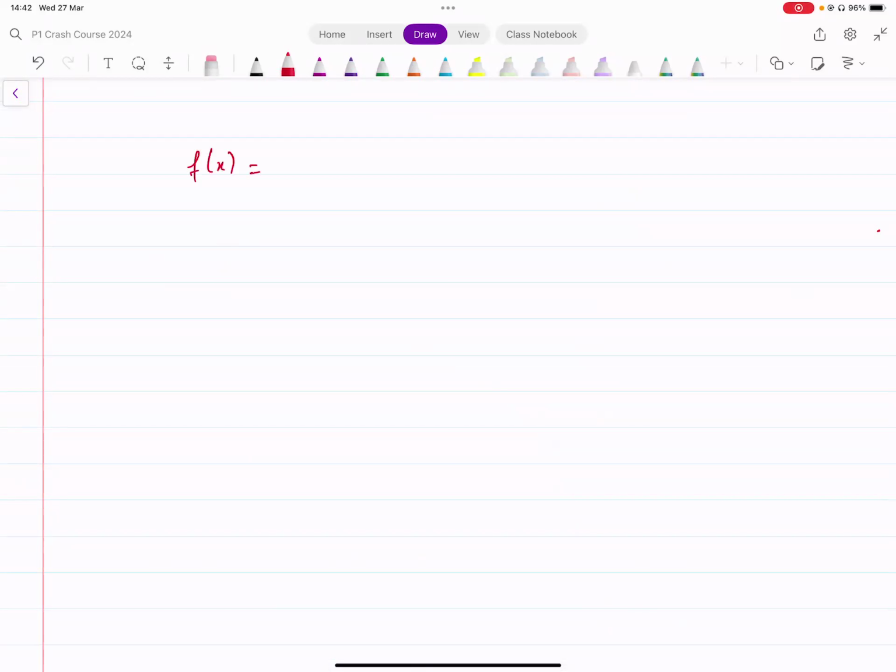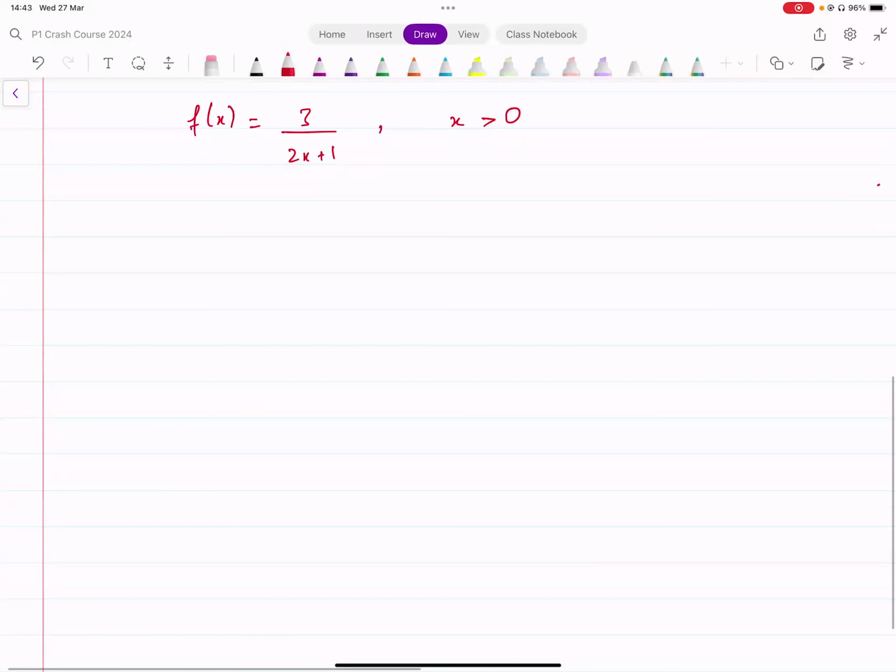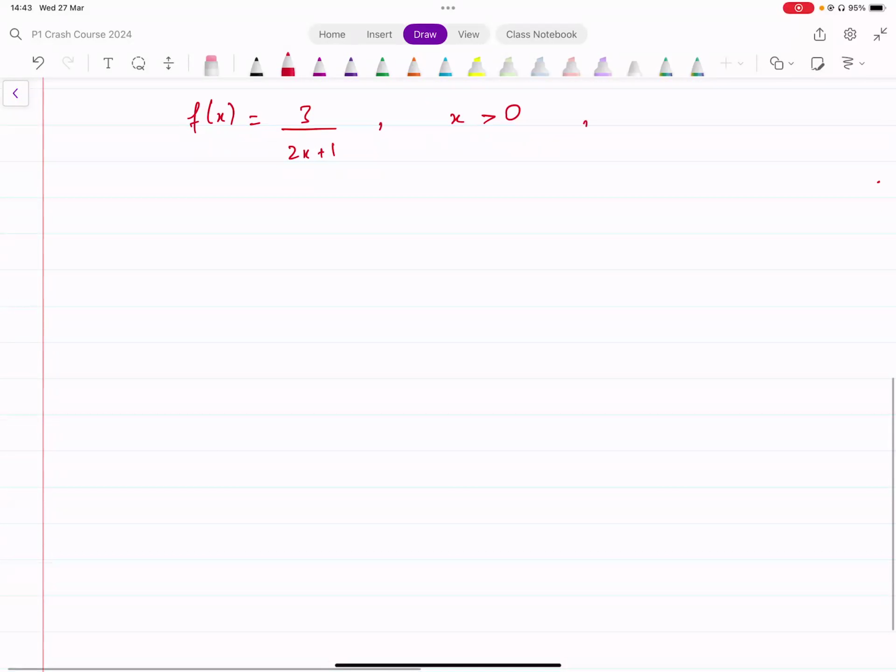First of all, let's say we have something like this. f(x) equals 3 over 2x plus 1. We have a function like this, and they have given that x is greater than 0. So f(x) equals 3 over 2x plus 1. The domain of the function that's given in the question is x greater than 0. How do you find the range of this function? That's what the question is.